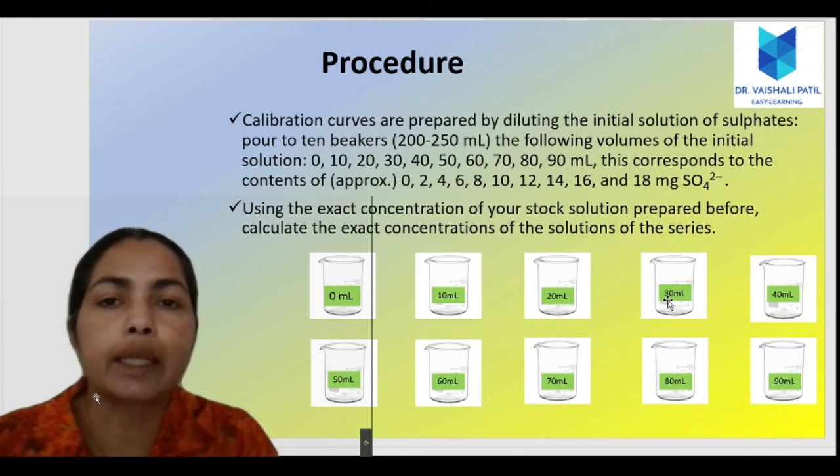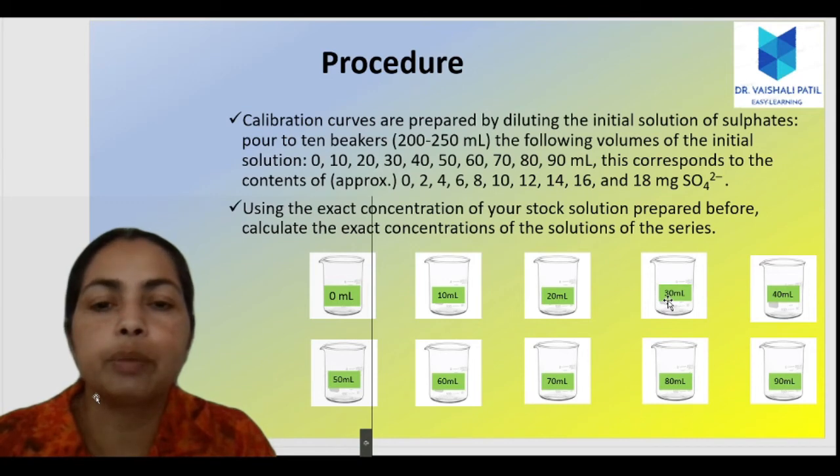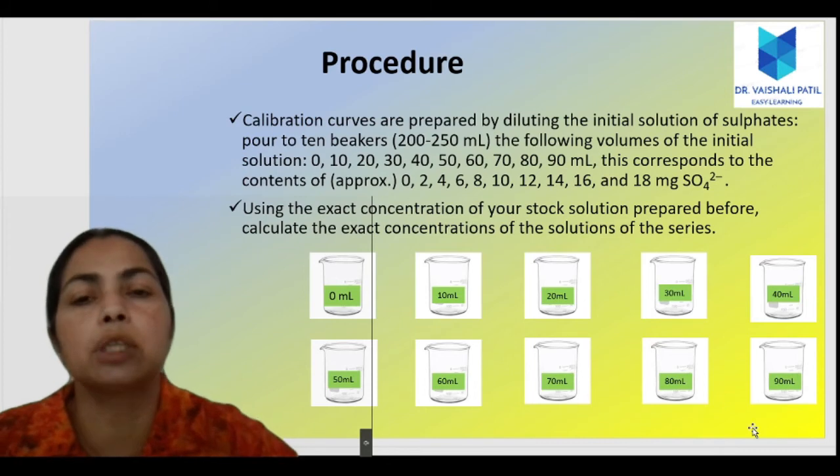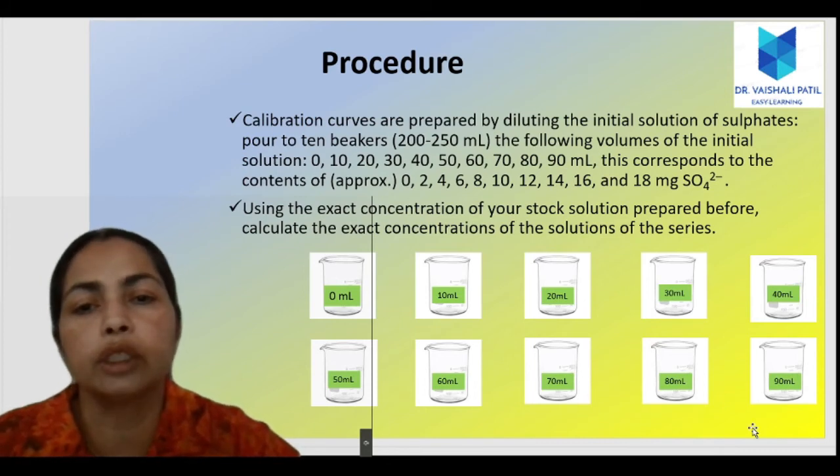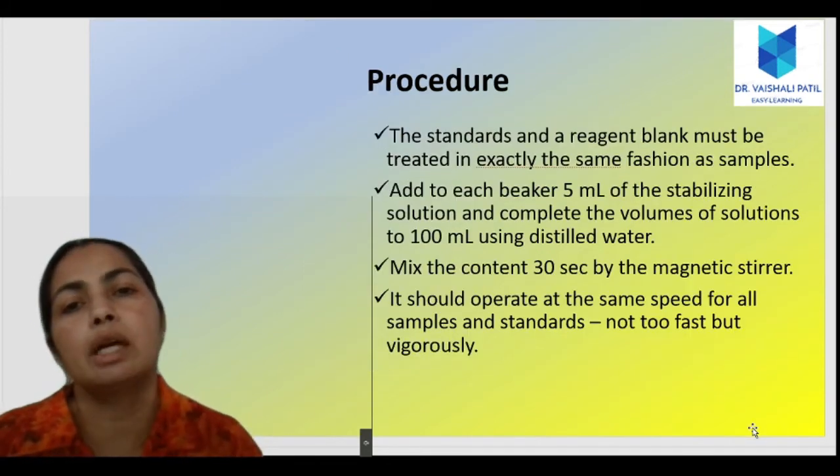Then by using the exact concentration of the stock solution which we have prepared before, we can calculate the exact concentration of the solution series. So we know how many milligrams of sulfate ions are present in each beaker. So these are our known standard solutions. Then we will start the experiment.